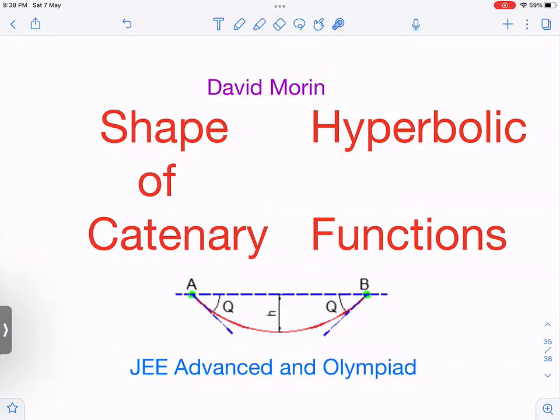So this is very, very important for JEE Advanced. JEE Advanced directly, it is not in the syllabus, but it can definitely come as a comprehension. And for Olympiad students, it is very, very important. So what we are going to figure out is that this shape you're seeing here, if this is a heavy rope, then this shape is actually a cos hyperbolic function, right? So immediately, without wasting any time, let us get on with the analysis.